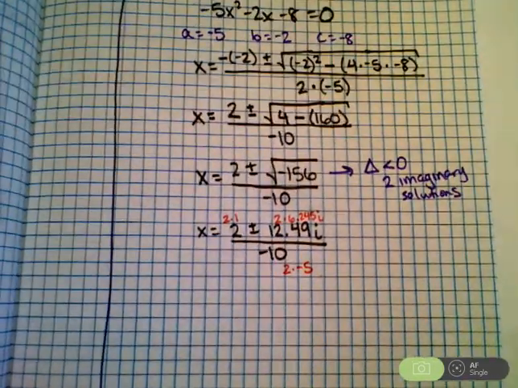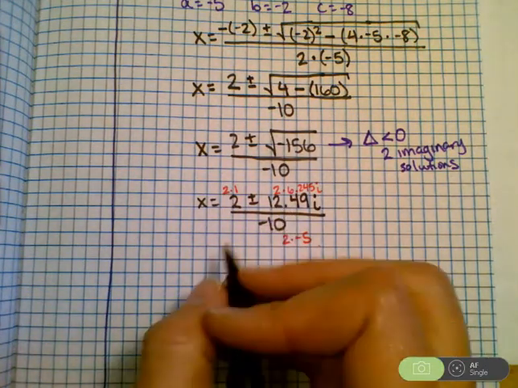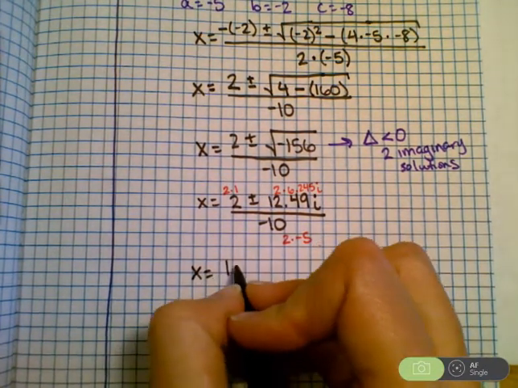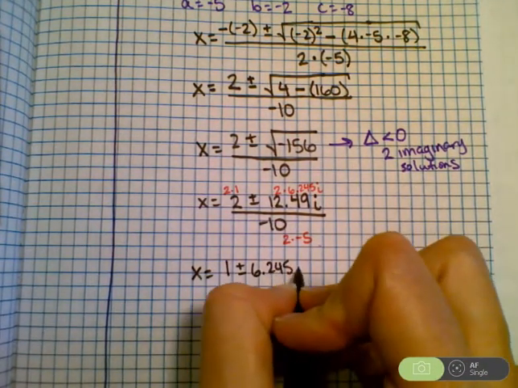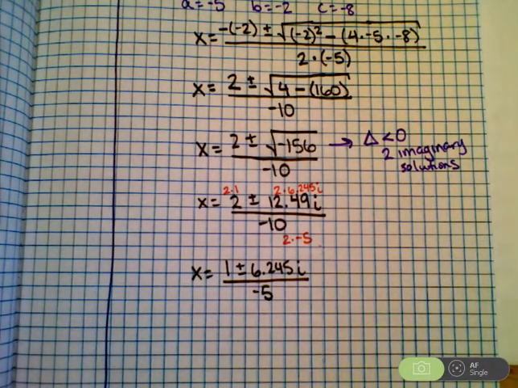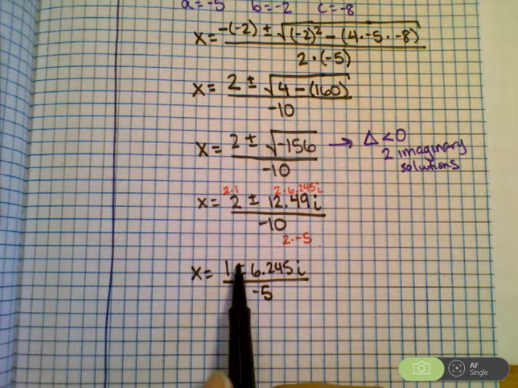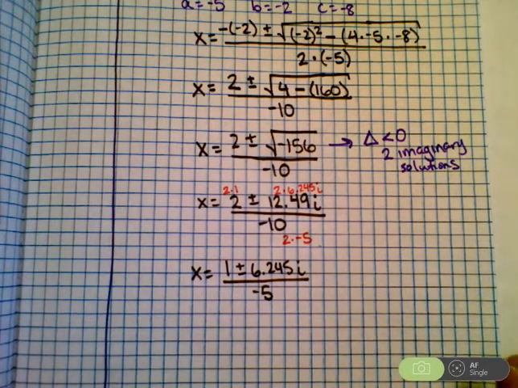I know, do you like my sound effects? Wonderful, right? There, now you can see all those 2's. So really what this simplifies down to, all of those 2's cancel because there's a 2 in each part. And we get x equals 1 plus or minus 6.245i all over negative 5. Not the prettiest answer in the world, but the correct answer. This is two imaginary numbers because one's the plus and one's the minus. So we're good. So let's go on and do a second example.